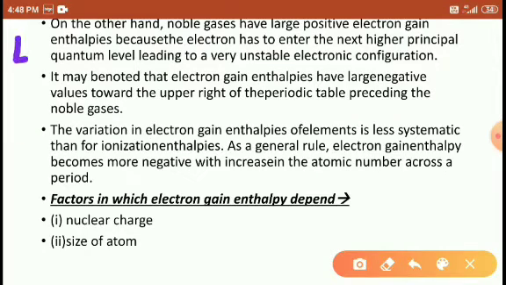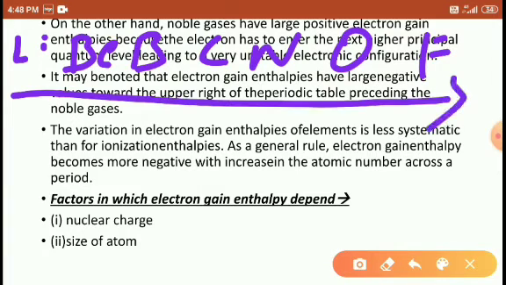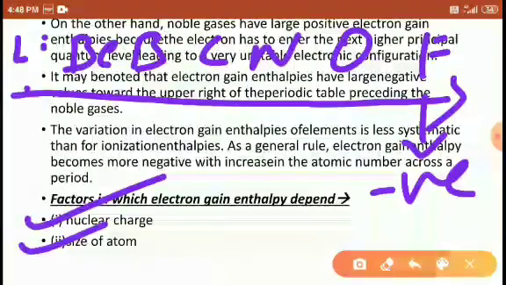When you move across the period, lithium, beryllium, boron, carbon, nitrogen, oxygen, fluorine. Tell me, students, when we move across the period from lithium to fluorine, fluorine has a very large negative value as compared to the first group element. Right, students? Why does this happen? Because two factors are responsible. The first factor is nuclear charge, the second is atomic size.